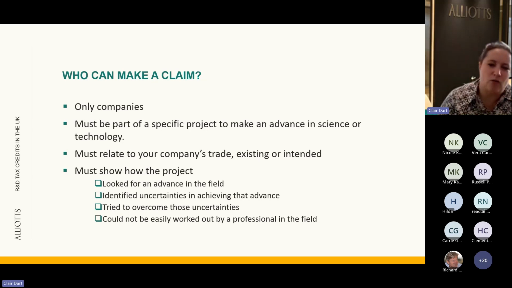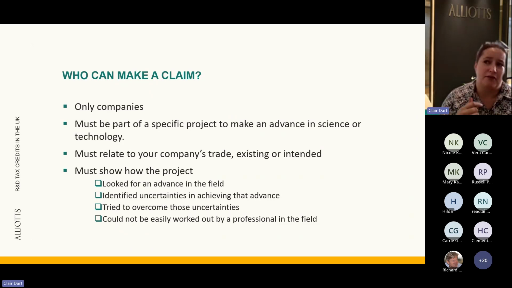Because when you look back, it all seems a lot easier than it was at the time, and trying to replicate that information in hindsight is actually very difficult. You also then need to demonstrate how you try to overcome those uncertainties. The key with R&D is that it doesn't have to be a successful project. You have to be aiming for an advance.